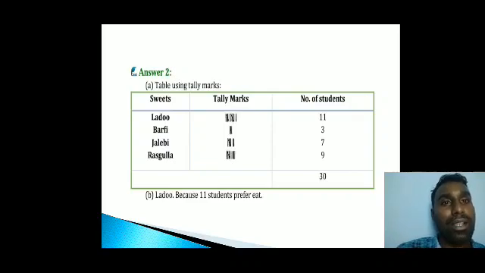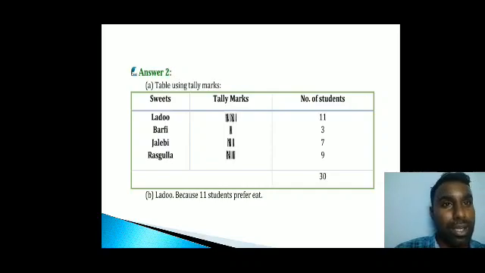So from this, you just say which one is preferred most. I am asking this question, I am not asking your point of view. Maybe some of them like rasgulla, some of them like jalebi.